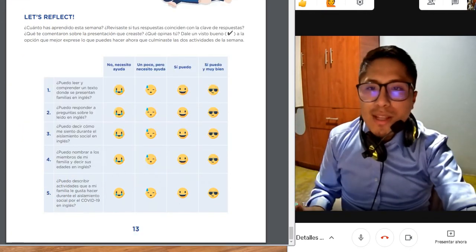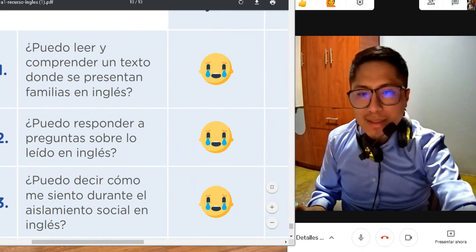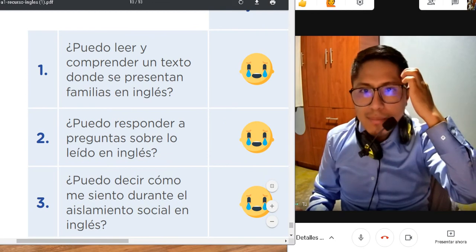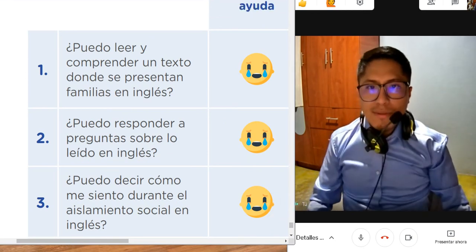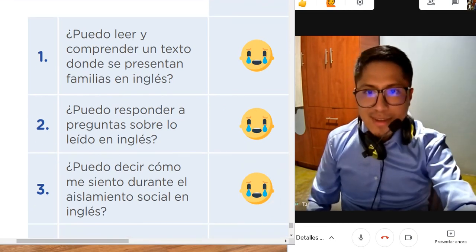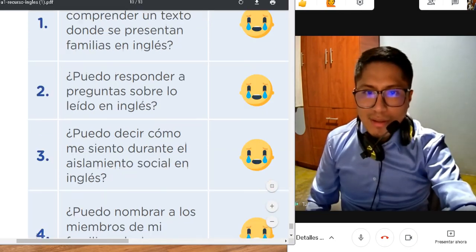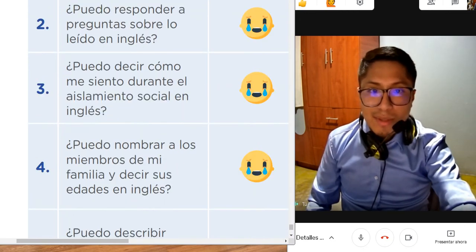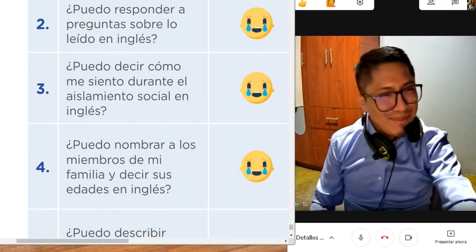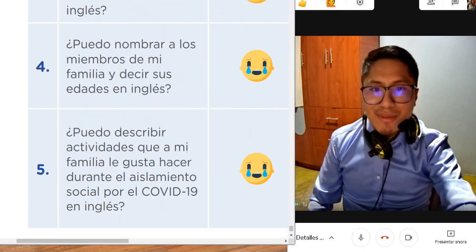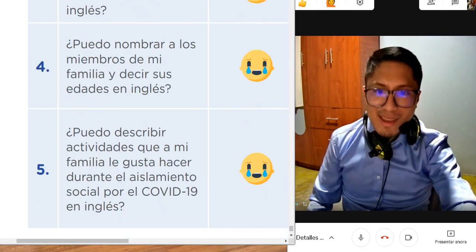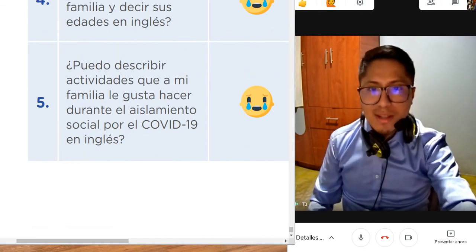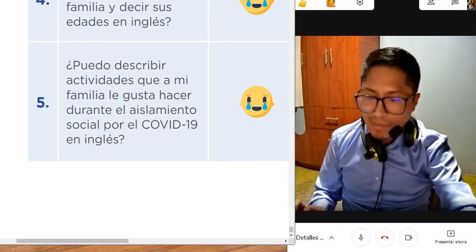Ahora, vamos a responder a las preguntas finales, del final de clase. ¿Puedo leer y comprender un texto donde se presentan familias en inglés? I think yes. ¿Puedo responder a las preguntas sobre lo leído en inglés? Vamos a ver, esperemos que sí al final. ¿Puedo decir cómo me siento durante el aislamiento social? Vamos a ver, esperemos que sí. En mi caso sí pude. ¿Puedo nombrar a los miembros de mi familia y decir sus edades? Ok, vamos a ver. ¿Puedo describir actividades que a mi familia le gusta hacer durante el aislamiento social por el COVID-19? Esperemos que sí.